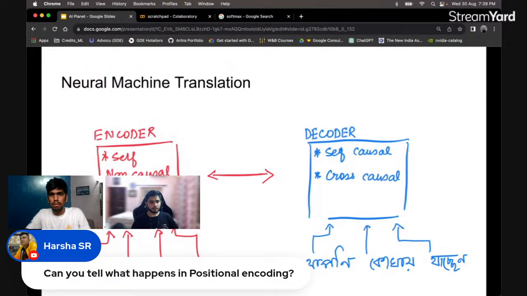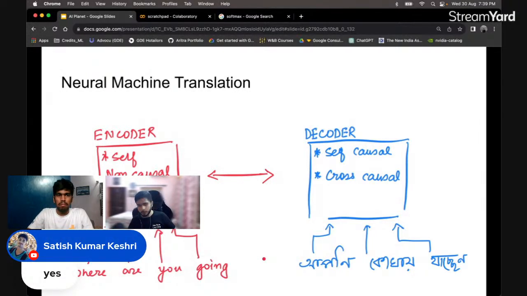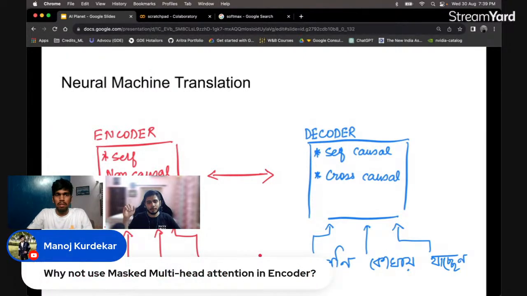Until Satish replies back, there is another question. Can you tell what happens in positional encoding? I will come to this a little later, because that is something which is a caveat. Okay, Satish says yes, I'm happy. Positional encoding is something which I'm going to work on.